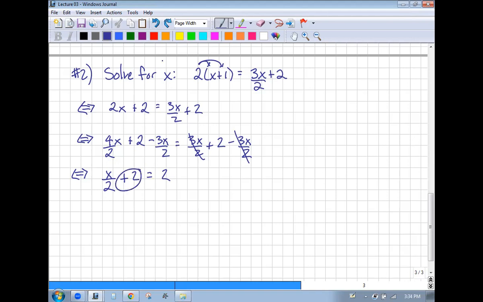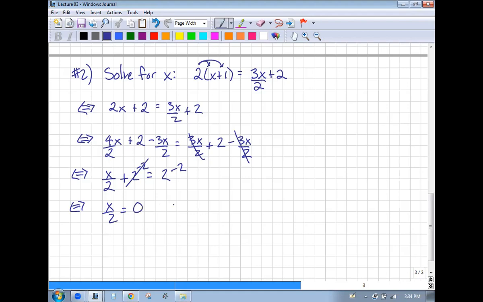I don't want this hanging around, right? I want x equals a number. So I don't want this. I need to get rid of it. So I'm going to subtract 2 from both sides. Those go away. I have x over 2 equals 2 minus 2 is 0, right?